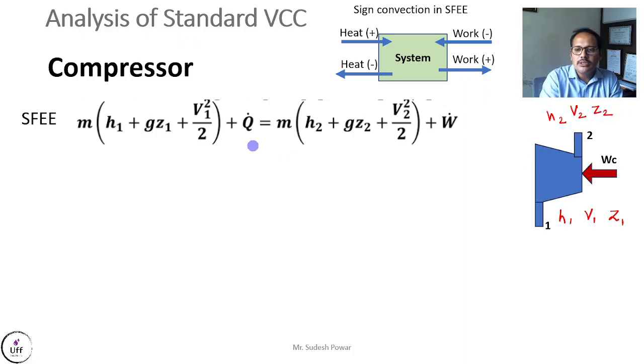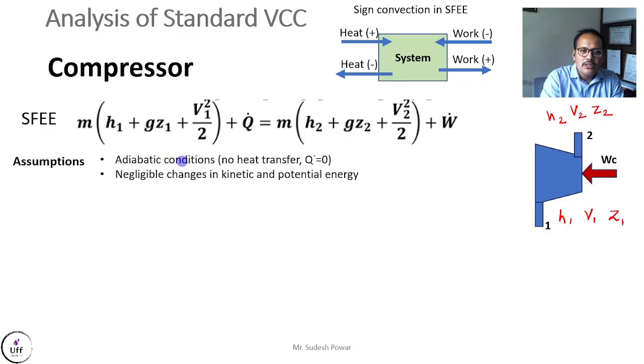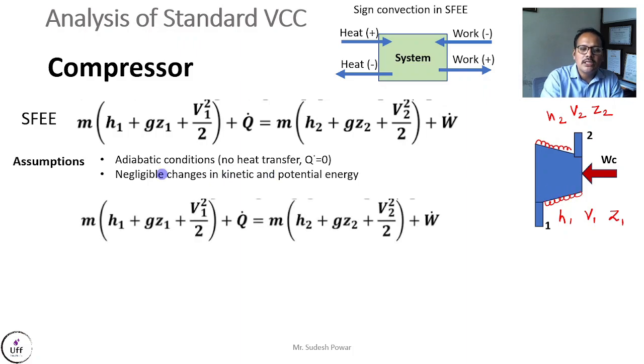Before that, there are certain assumptions for the compressor. The compressor is the device used to raise the pressure of the fluid, and there is no heat transfer involved in the compressor. That means our compressor is perfectly insulated. That is the first assumption. The second assumption is negligible change in kinetic and potential energy. If I apply these assumptions to the steady flow energy equation, some terms will cancel out. Since it is adiabatic, no heat transfer is there, so Q will not be there. Second, there is negligible change in potential and kinetic energy, so those terms will not be there.